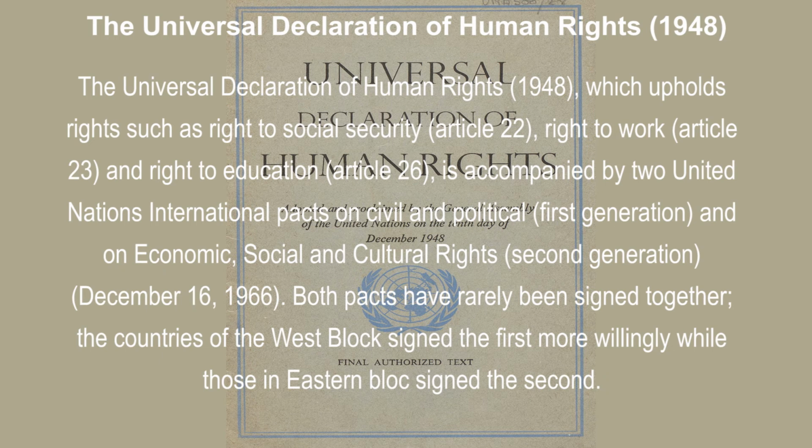The Universal Declaration of Human Rights of 1948, which upholds rights such as the right to social security in Article 22, the right to work in Article 23, and the right to education in Article 26, is accompanied by two United Nations international pacts, on civil and political rights, the first generation, and on economic, social, and cultural rights, the second generation, of December 16, 1966. Both pacts have rarely been signed together. The countries of the West Bloc signed the first more willingly, while those in the Eastern Bloc signed the second.